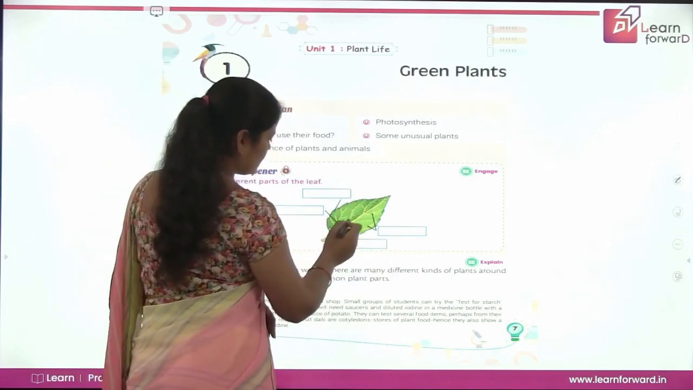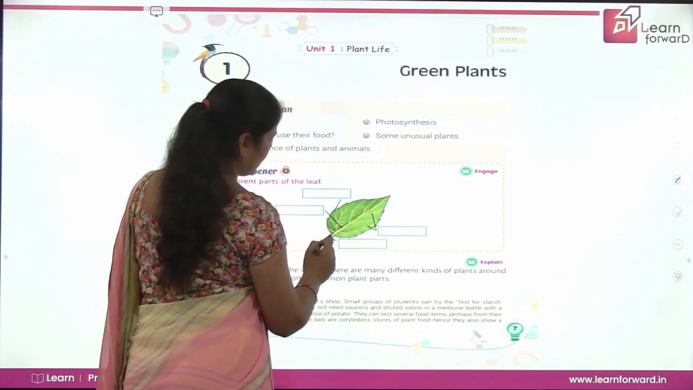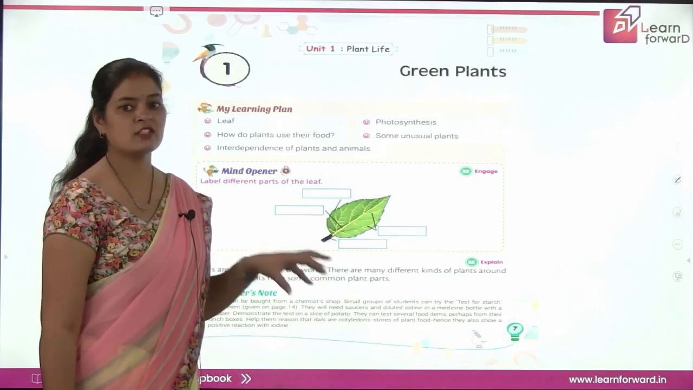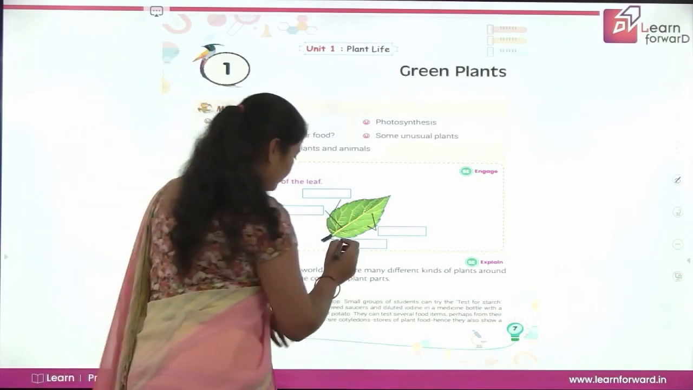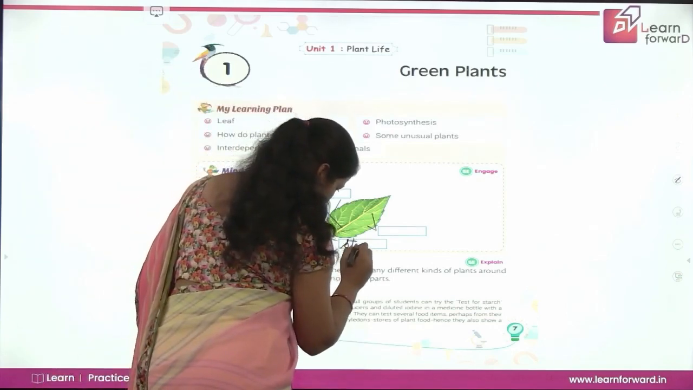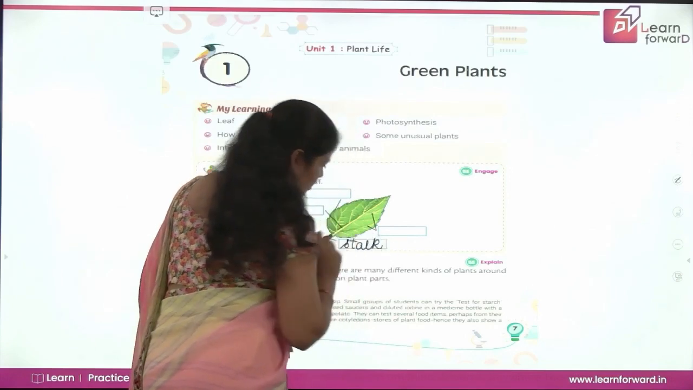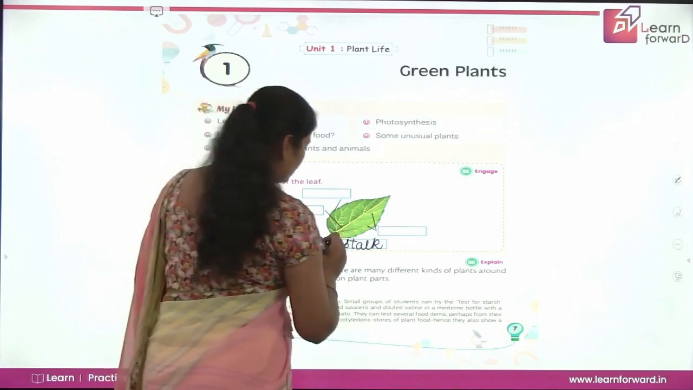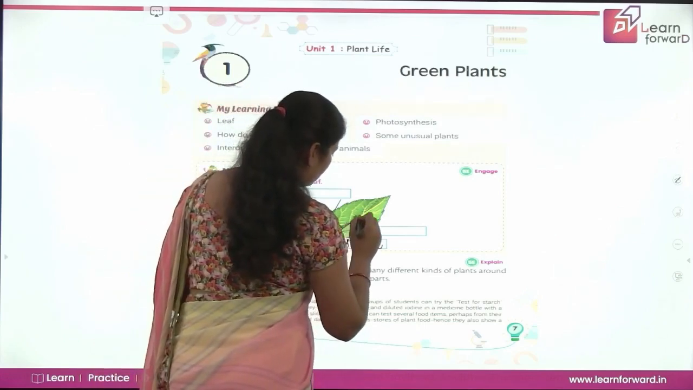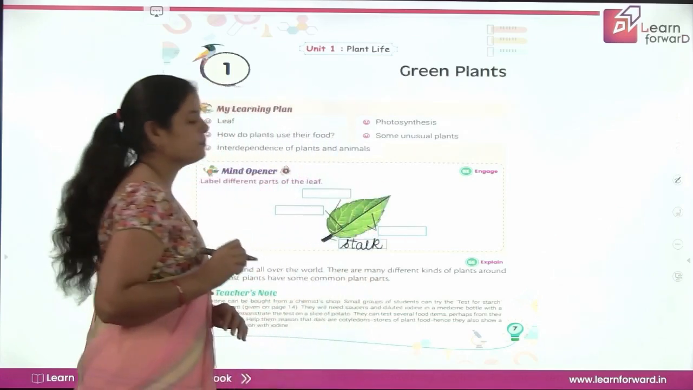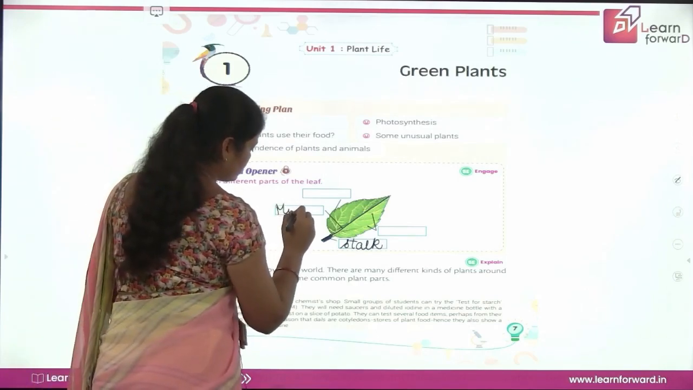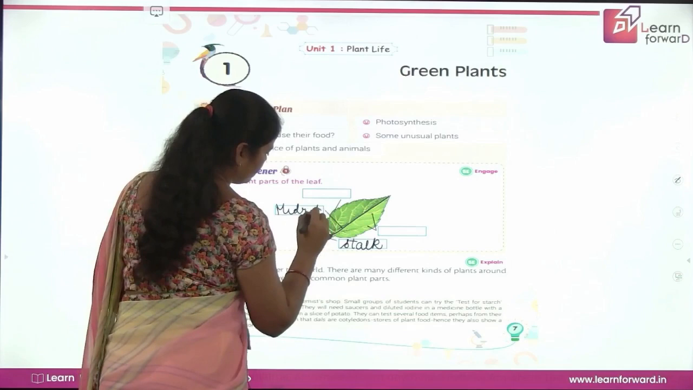So this is this part. This part is the stalk through which this leaf attaches to the plant. Okay, so this is the stalk, or it is called petiole or stalk, both we can say. Now next, this stalk extends to the middle of the leaf. So this is called the midrib.